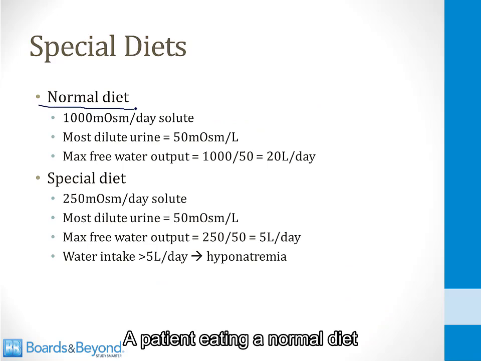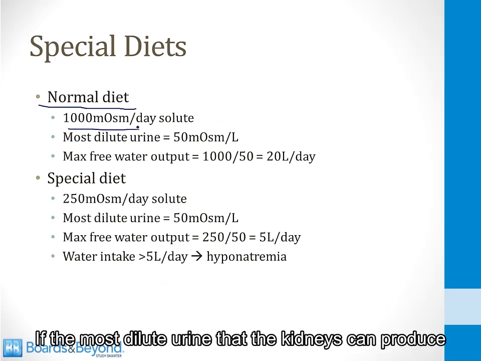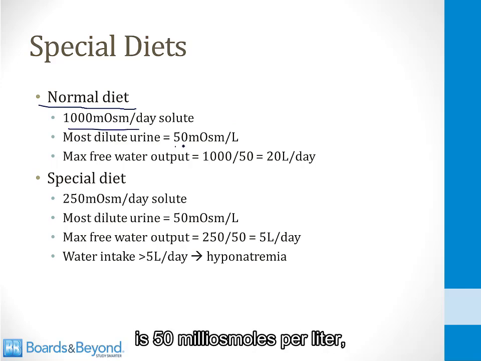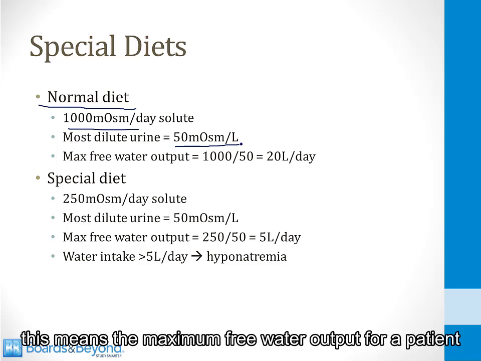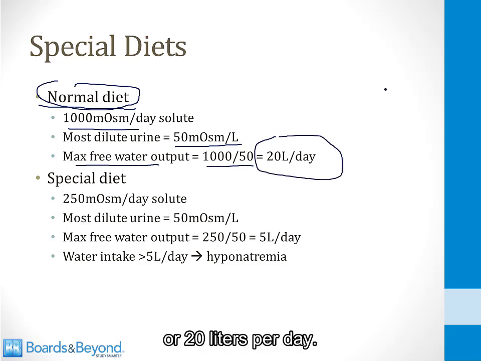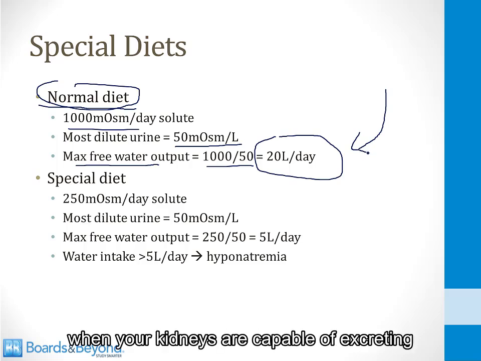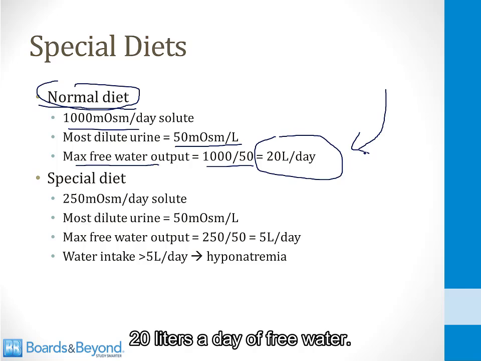A patient eating a normal diet consumes about 1,000 milliosmoles per day of solute. If the most dilute urine that the kidneys can produce is 50 milliosmoles per liter, this means the maximum free water output for a patient on a normal diet is 1,000 divided by 50, or 20 liters per day. That is a lot of free water. It is very hard to develop hyponatremia when your kidneys are capable of excreting 20 liters a day of free water.